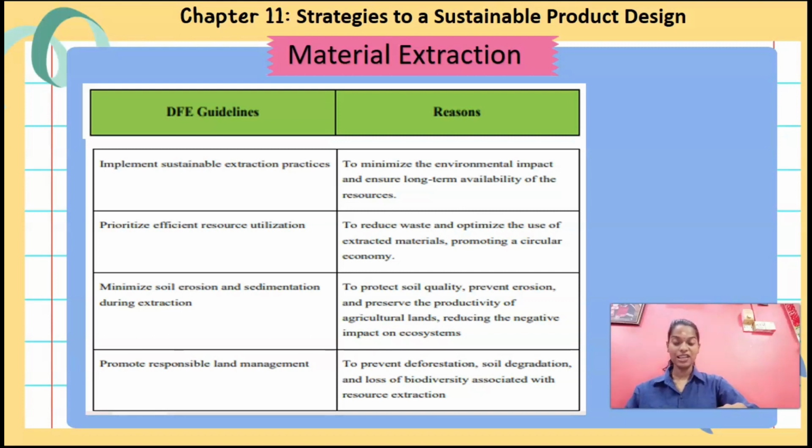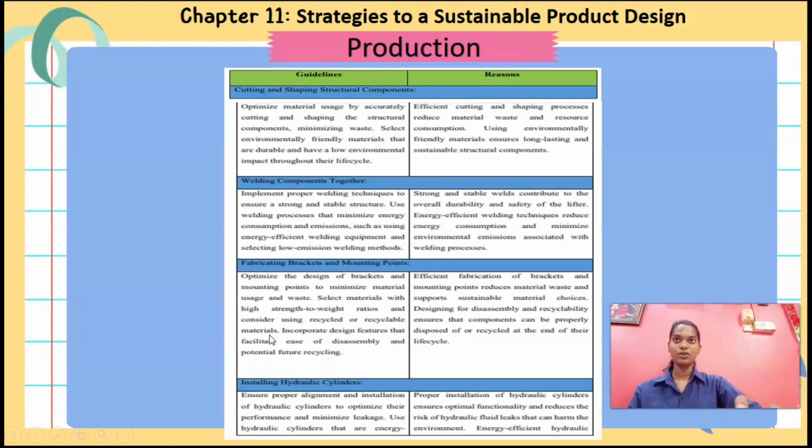Strategy to a sustainable product design. DFE guidelines have been created based on 5 aspects. The first aspect is material extraction. So these are the DFE guidelines for material extraction. The reasons to create this are to minimize the environmental impact, to reduce waste, to protect soil quality, and also to prevent deforestation.